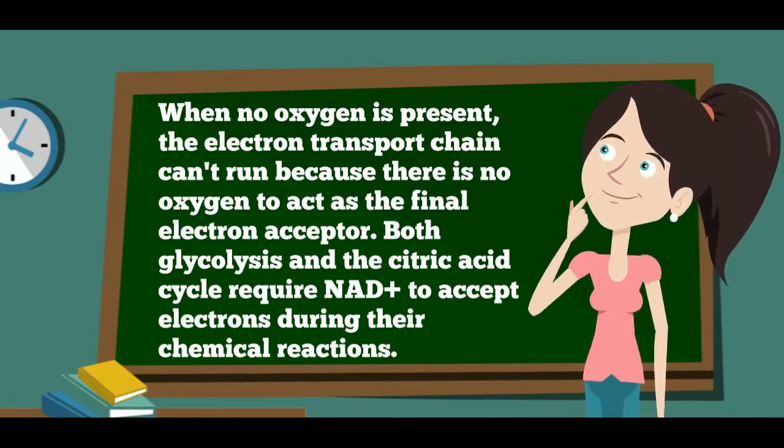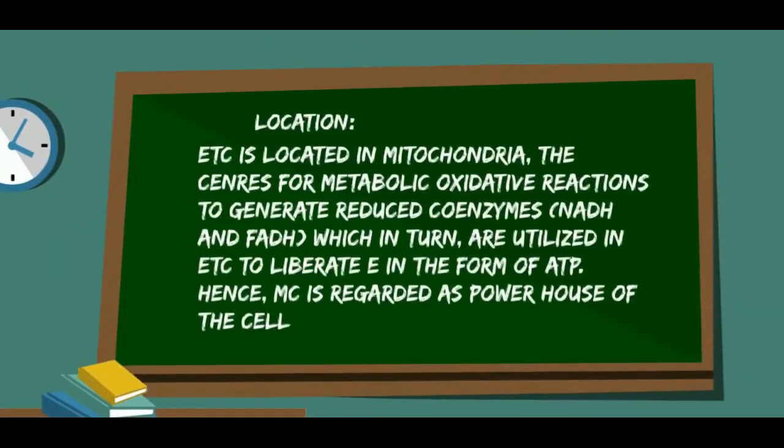Location: the ETC is located in mitochondria, the centers for metabolic oxidative reactions that generate reduced coenzymes, NADH and FADH2, which in turn are utilized in the ETC to liberate energy in the form of ATP. Hence, the mitochondrion is regarded as the powerhouse of the cell.